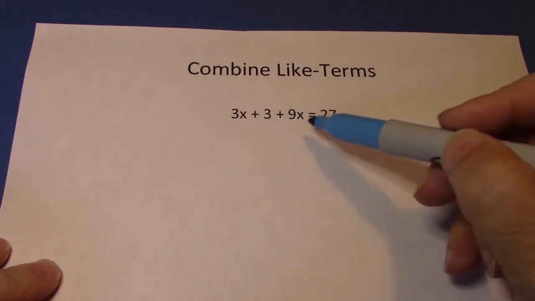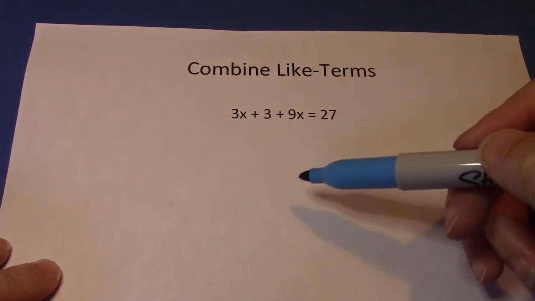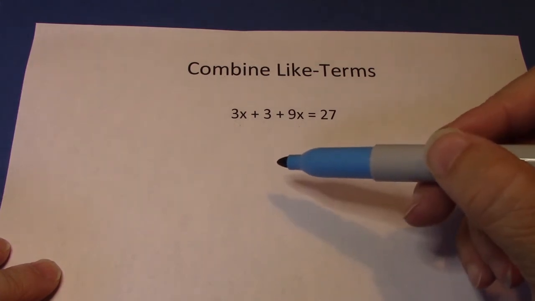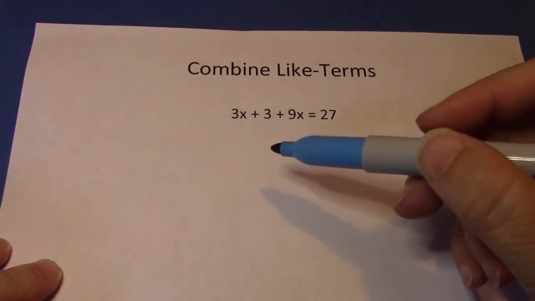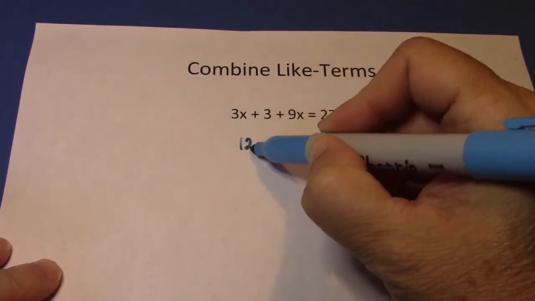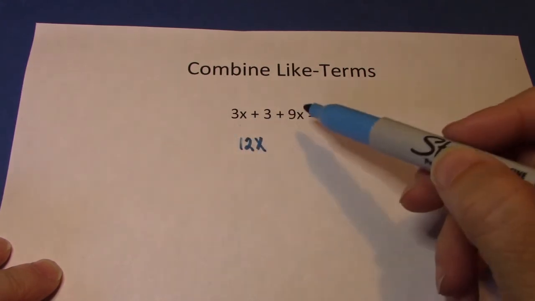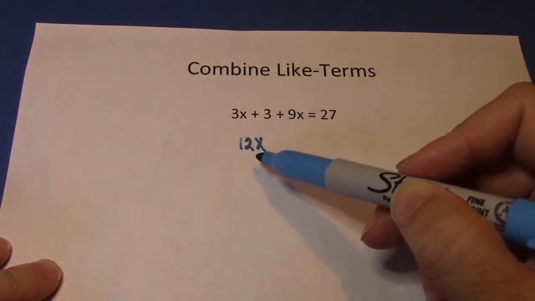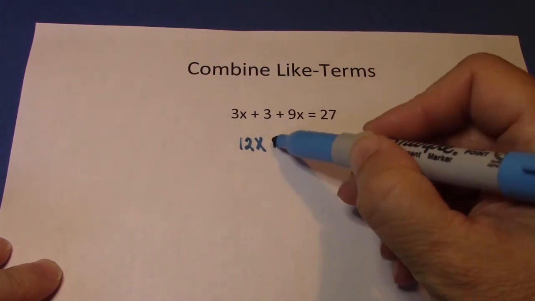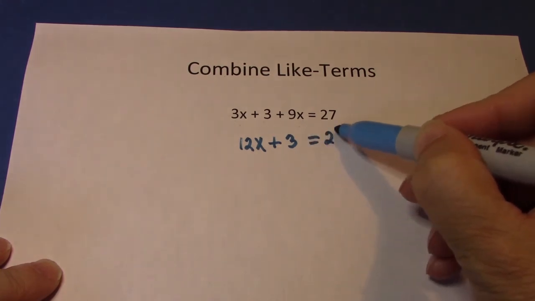There are two x terms here, the 3x and the 9x. Before we do any other operations to both sides, we should combine those terms. How do we do that? Well, 3x plus 9x is 12x. And remember, in fact, that 3 of anything, 3 things plus 9 things is 12 things. It doesn't matter what those things are. So I also have plus 3 equals 27.